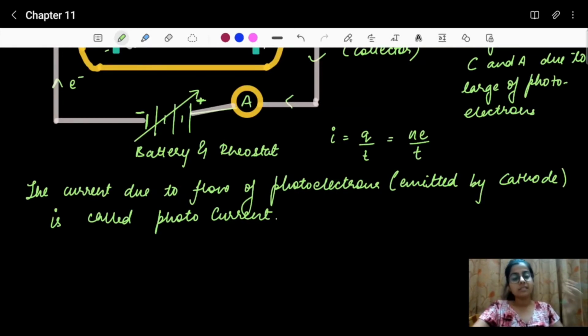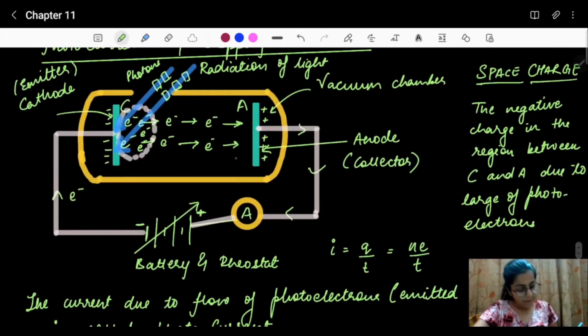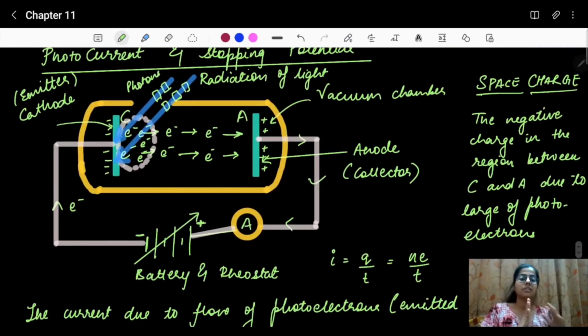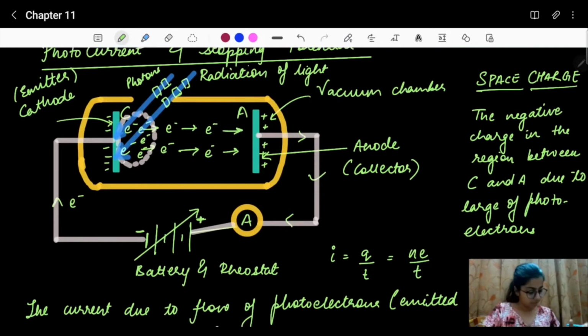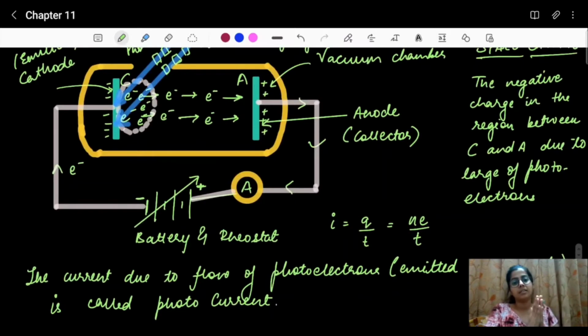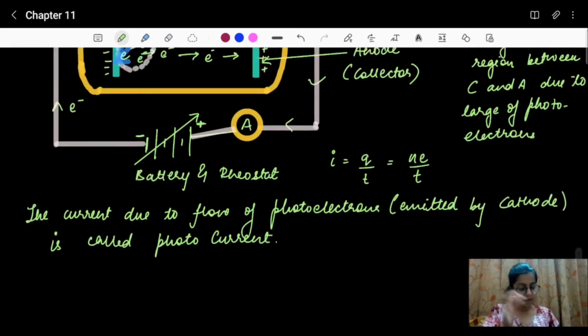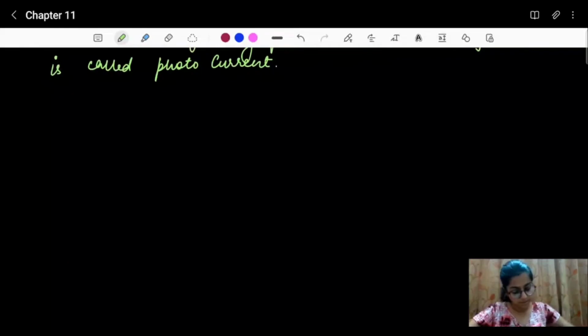And to increase the number of electrons, what do we need to do? If the positive charge on the anode is increased, here we have a rheostat, so we can make the flow such that this anode gets more positively charged. The more the positive charge on the anode, the more will be the attraction of electrons towards that anode plate. And after that, let us first write, then we'll discuss what happens.